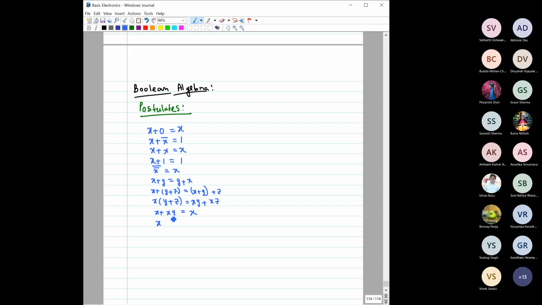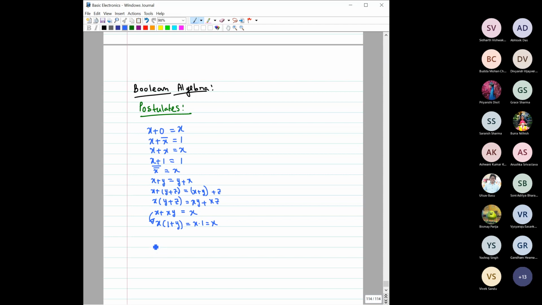You can take x common from here, so it becomes x times 1 plus y. Anything plus 1 is always 1, so this is x dot 1, which is nothing but x. So you can see this is quite simple. So x plus xy would be equal to x.